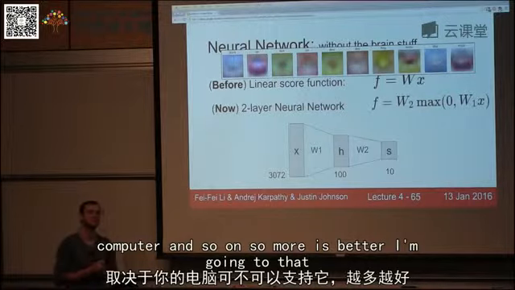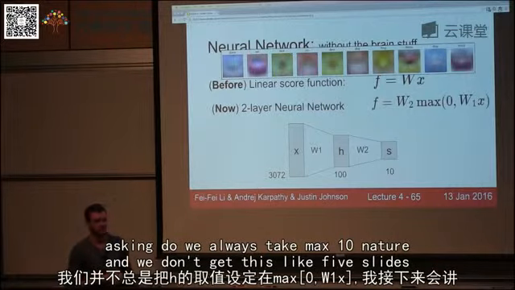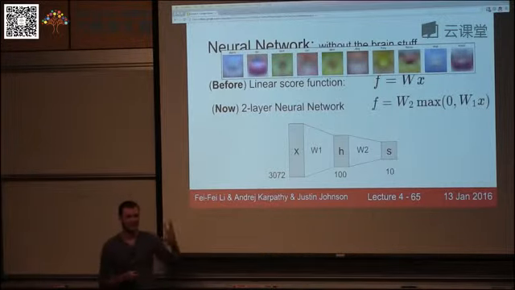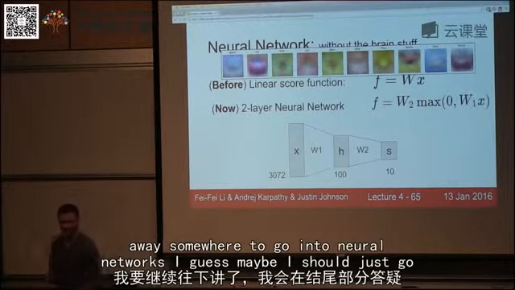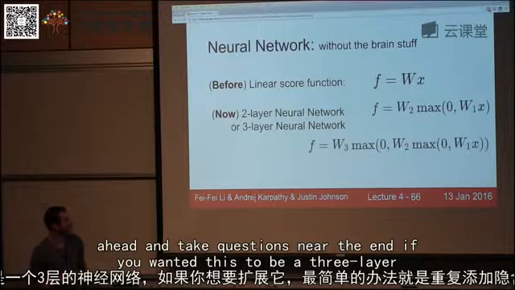Good. Is it always the max of 0 and H? So you're asking, do we always take max of 0 and H? And we don't, and it's like 5 slides away. So I'm going to go into neural networks. I guess maybe I should preemptively just go ahead and then take questions near the end.